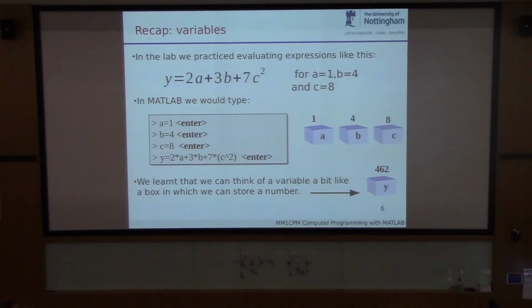And very importantly, I said, when you think of a variable, you can think of it as basically a box with a big letter on the side of it. So this box here is called A. This is the variable A, and this box holds the number 1. You can think of this in your head. And you can think of the variable b as a box with b written on the side that holds number 4, and the box c being a variable that holds number 8. And the result y is also a variable, and it stores the result, which is 462.